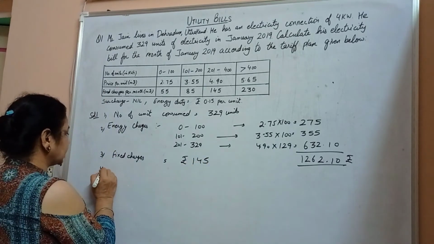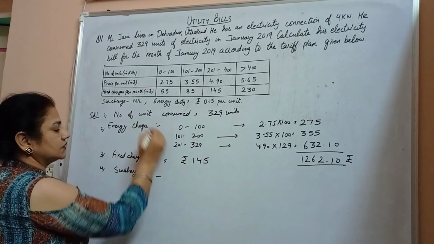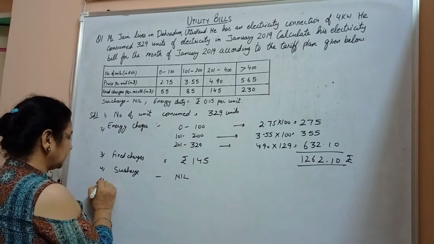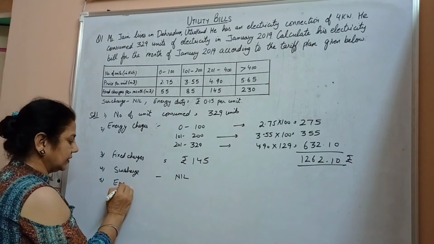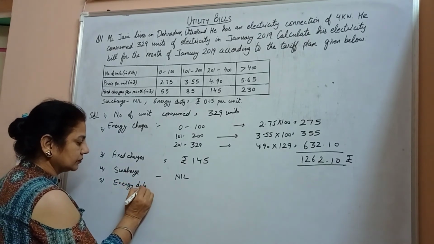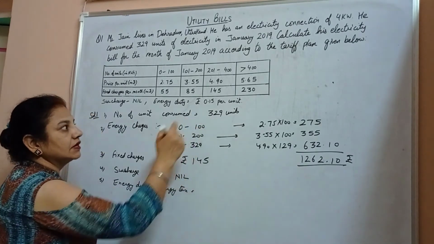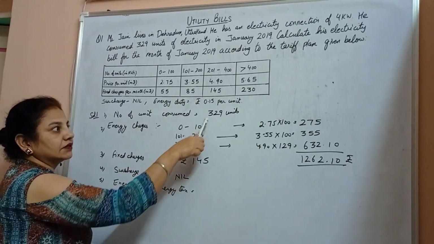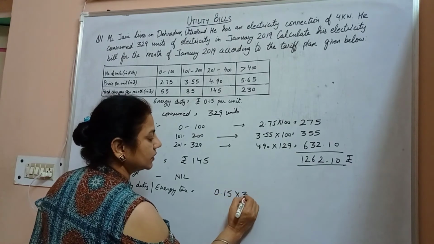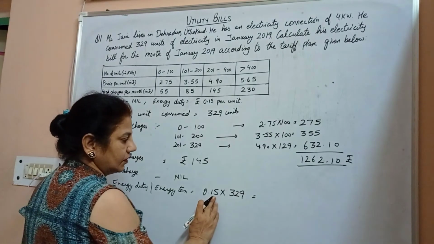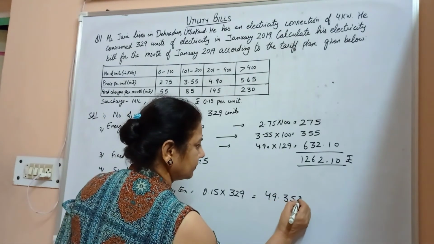Fourth step, surcharge. According to this tariff data, surcharge is nil. Fifth step, we have to use energy duty. Energy duty or energy tax, one and the same thing. As it is given to us 15 paisa per unit, and 329 units have been consumed, so it comes out to be 0.15 into 329. 0.15 into 329 is 49 rupees 35 paisa.